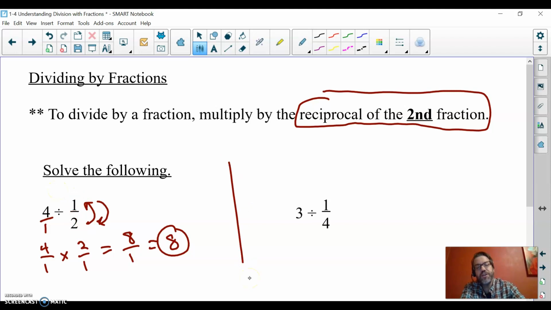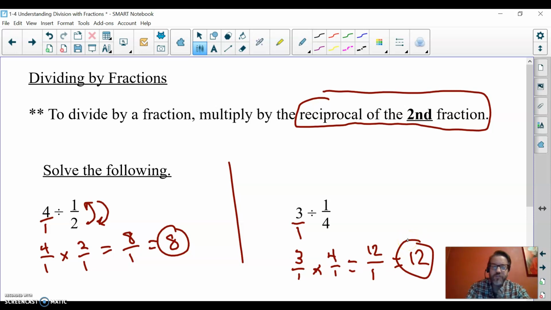So let's look at this one here. 3 divided by 1/4. I'll do the same thing. 3 means 3 over 1 when we write it as a fraction. But instead of dividing by 1/4, I'm going to multiply by 4 over 1. We'll take the reciprocal of that second fraction. So 3 over 1 times 4 over 1. 3 times 4 is 12 over 1 times 1, which is 1. So we get an answer of 12.